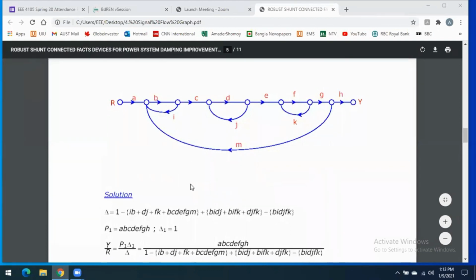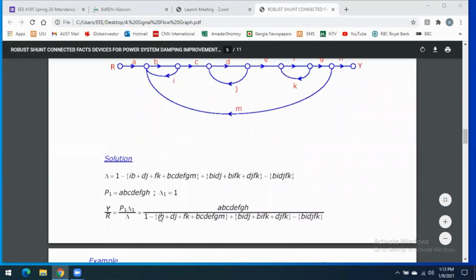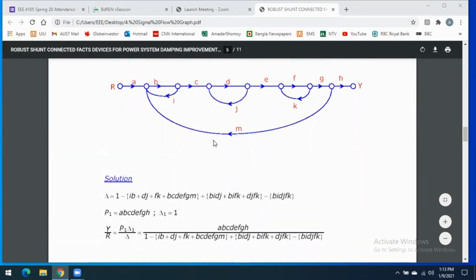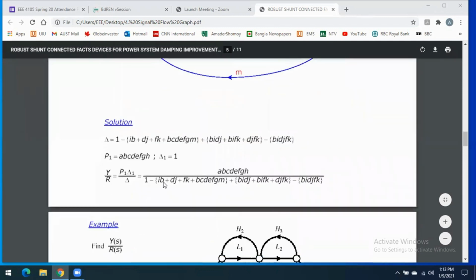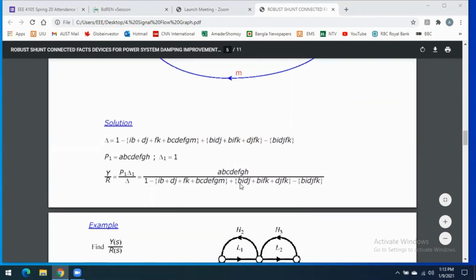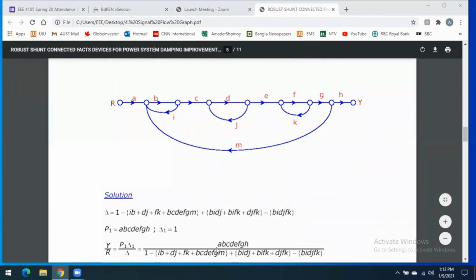Triplets will come later. So what we'll do is 1 minus the sum of all the loop gains: 1, 2, 3, and 4. So these are the 4. Then we look at pairs not touching each other. How many pairs did we find last time? We said this one and this one do not touch each other, this one and this one do not touch each other, and so this one and this one do not touch each other. So 3 combinations of pairs of loops.